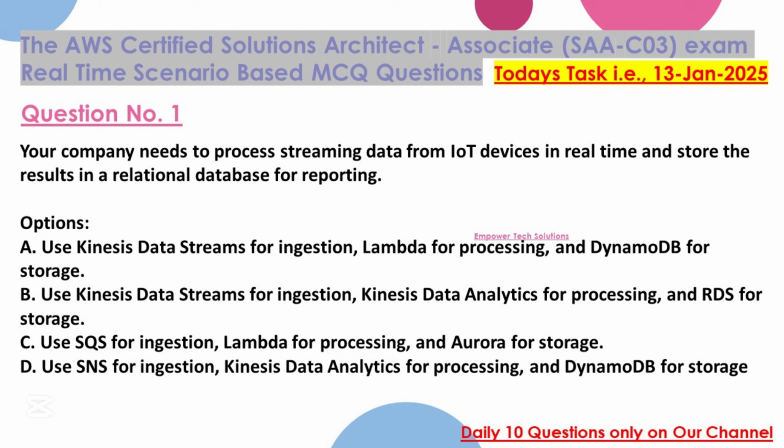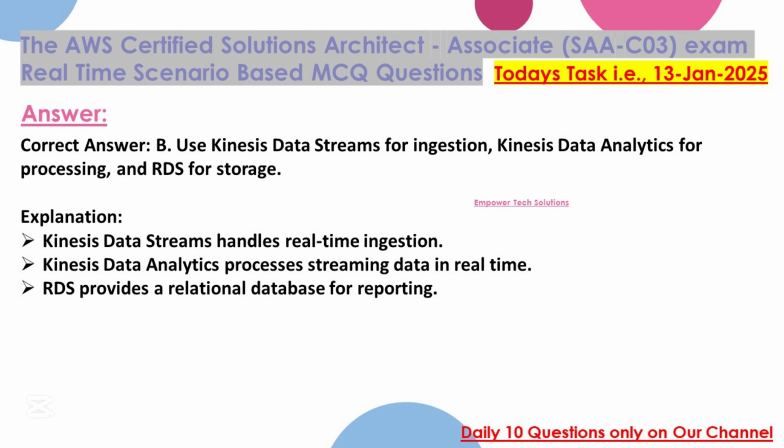C. Use SQS for ingestion, Lambda for processing, and Aurora for storage. D. Use SNS for ingestion, Kinesis Data Analytics for processing, and DynamoDB for storage. Correct answer: B. Use Kinesis Data Streams for ingestion, Kinesis Data Analytics for processing, and RDS for storage.